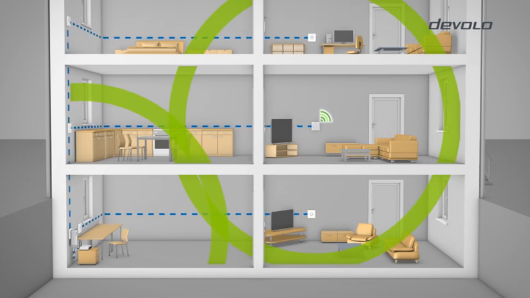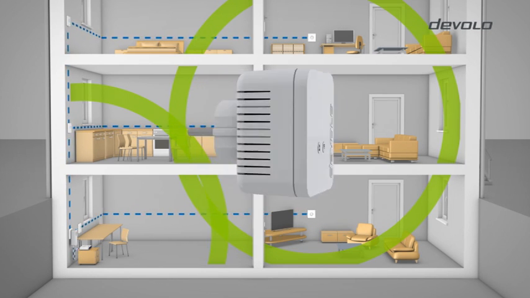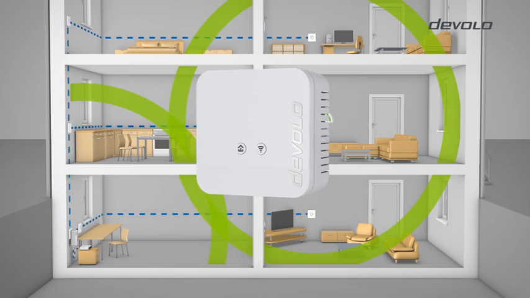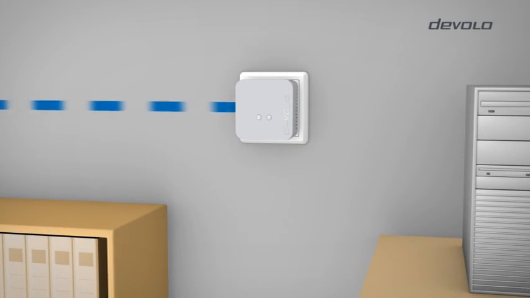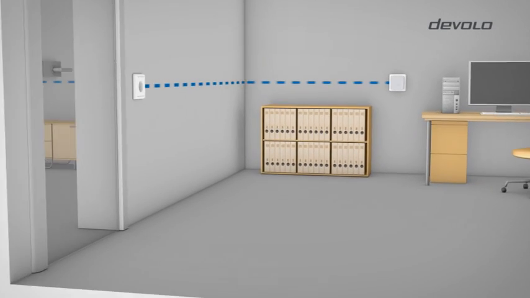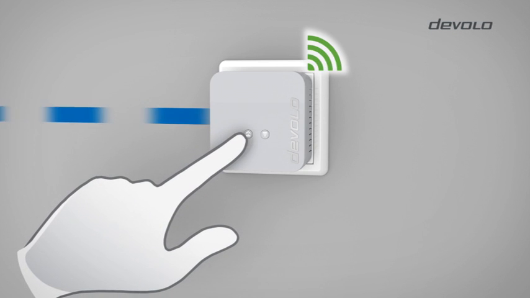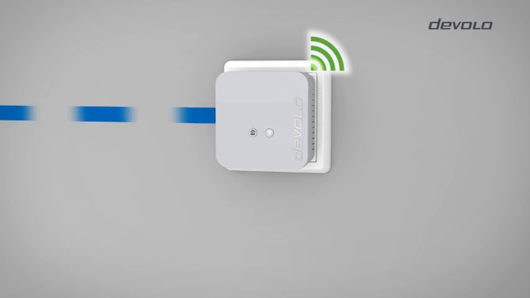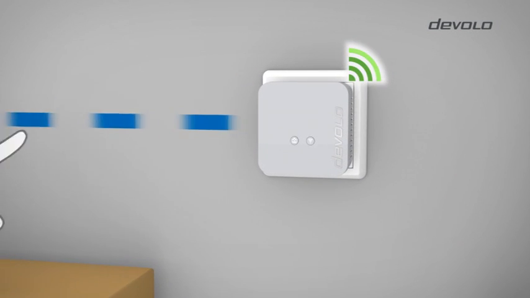If you would like to add another dVLO Wi-Fi adapter to your network, you can easily do this at any time at the touch of a button. Plug the new adapter into the desired wall socket. This time, press the encryption button on the existing Wi-Fi adapter first. Then press the encryption button briefly on the new Wi-Fi adapter within 2 minutes.